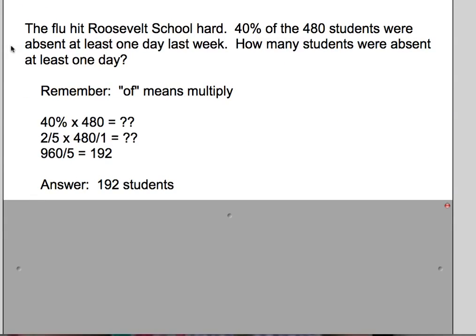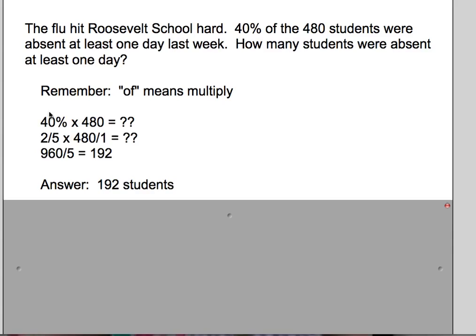Now, let's take a look at some examples. The flu hit Roosevelt School hard. 40% of the 480 students were absent at least one day last week. How many students were absent at least one day? Remember that the word of means multiply. 40% of 480 means 40% times 480.